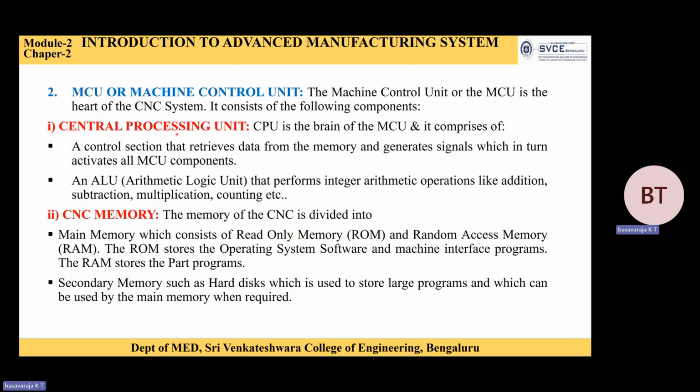The central processing unit, or CPU, is the brain of the MCU. It consists of a control section that retrieves the data from the memory and generates the signals which in turn activate all the MCU components. It will retrieve the data from the main memory present in the CNC memory system and execute the task. Another important component is the arithmetic logic unit, ALU. What is this ALU? ALU means, as I said before, the dimension.